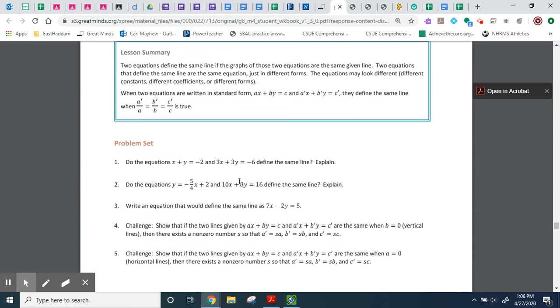So what I'd like you guys to try now is going into the problem set, way at the end here, and determining whether the equations for number 1 and number 2 define the same line. So in other words, if we were going to graph both of these equations, would they be the same or would they be different? If you're up for the challenge, try number 3. Write an equation that would define the same line as 7x minus 2y equals 5. For that one, what I would recommend, try to find the x and the y-intercepts first. If you can do that, it might be easy to find what the slope is for that equation as well.